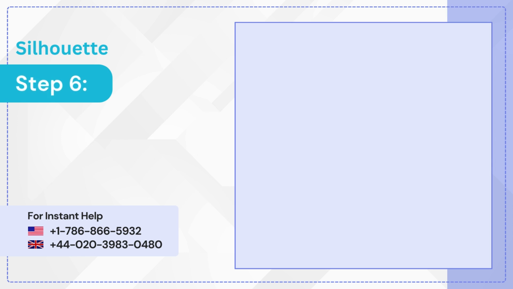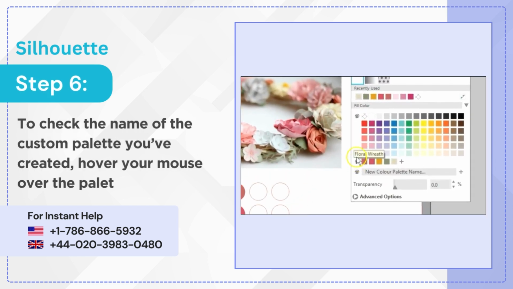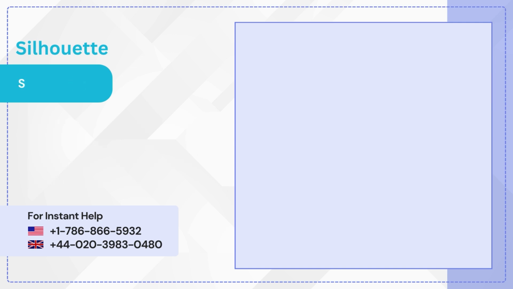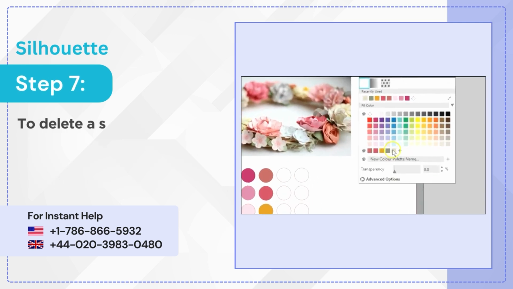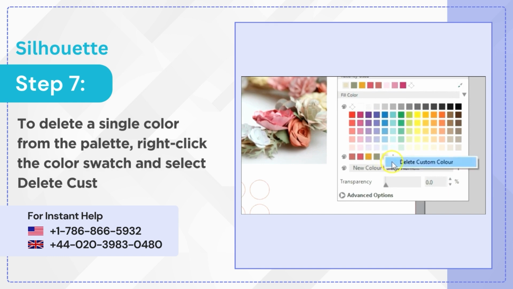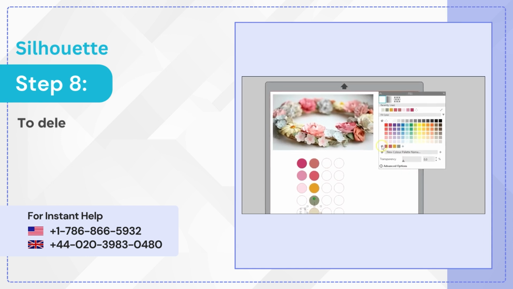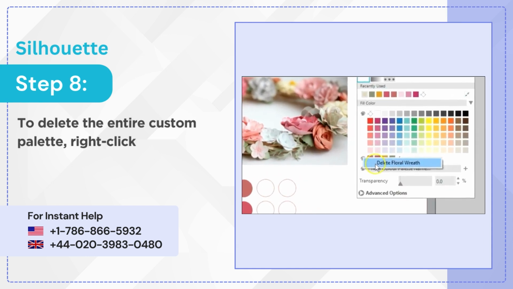Step 6. To check the name of the custom palette you've created, hover your mouse over the palette icon. Step 7. To delete a single color from the palette, right-click the color swatch and select Delete Custom Color. Step 8. To delete the entire custom palette, right-click the palette icon and click Delete with the name of the palette.